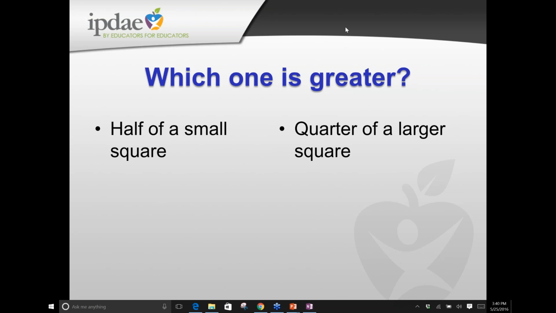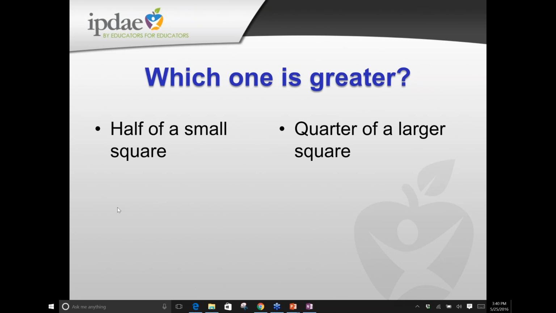Another person said it depends on the square footage of the squares. That is the correct answer. It depends on the relative sizes of the squares. You have no reference here because you don't know how large is the larger square. And let me explain to you what we're talking about here.